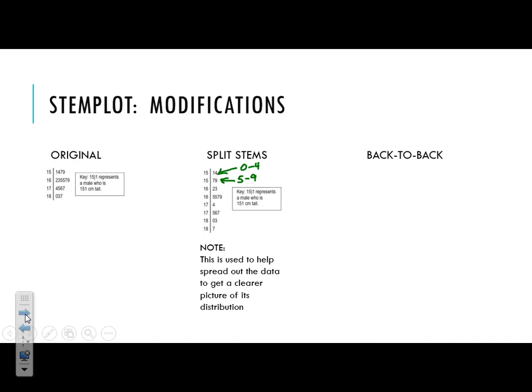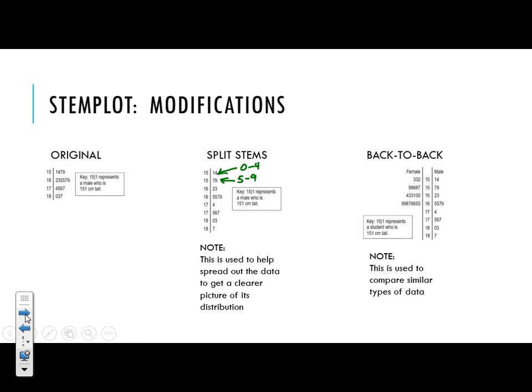Second modification that we want to be aware of is what's known as a back-to-back stem plot. What this allows us to do is to compare similar types of data. We can almost add in a categorical variable to our quantitative graph. So our original stem plot was representing the heights of males, and now you can see we've added females to that as well. And this allows us to compare the male and female distribution, and we can see that they are very different in terms of their distributions of heights.